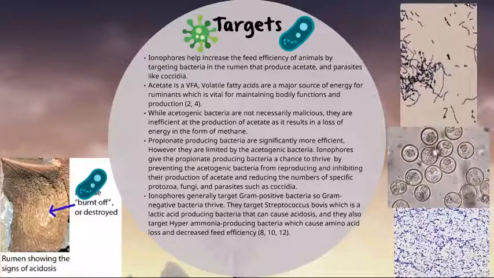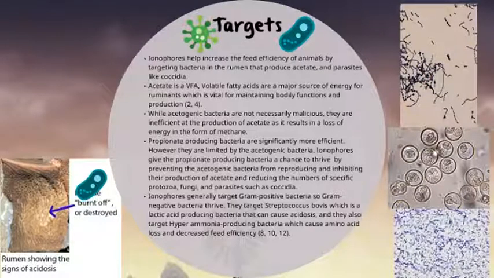Ionophores help increase the feed efficiency of animals by targeting bacteria in the rumen that produce acetate, as well as targeting parasites like coccidia. Acetate is a VFA, or volatile fatty acid. They are a major source of energy for ruminants, which is vital for maintaining bodily functions and overall production values.